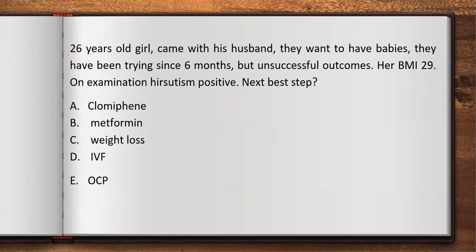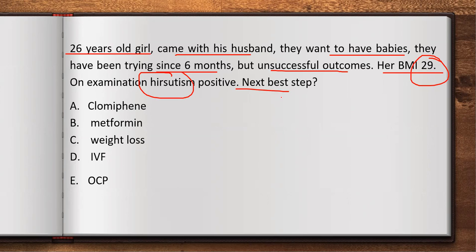Next, a 26-year-old girl came with her husband. They want to have babies. They have been trying for 6 months, but with unsuccessful outcomes. Her BMI is 29. On examination, there is hirsutism. What is the next best step for this patient?